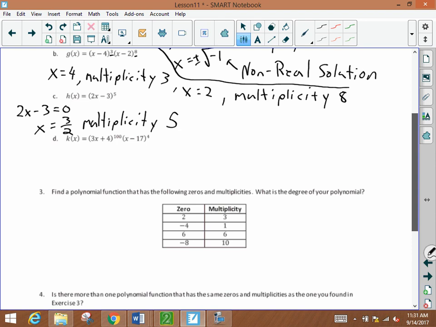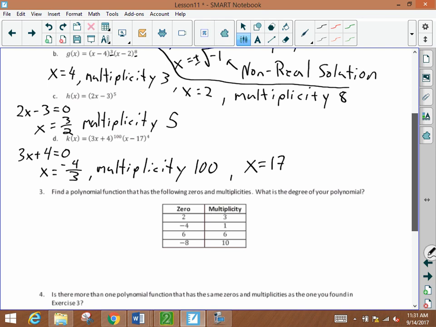Over here, let's name my zeros. The first one, I got to solve 3x plus 4 equals 0, which turns out to mean that x is -4/3. And my multiplicity is 100. My next solution is x equals 17. Multiplicity 4. Here we go.